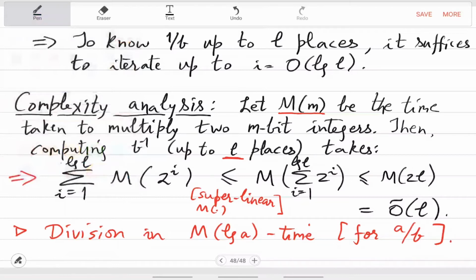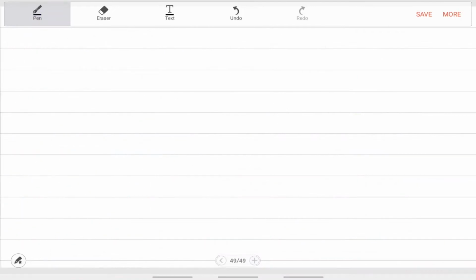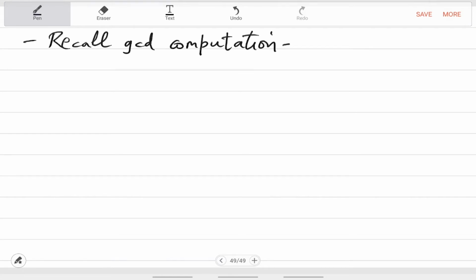Okay, so once you know multiplication and division, you can do all other basic operations, starting with the GCD. You can also analyze GCD now. It will have a similar analysis. So recall GCD computation. What happens in the jth step?